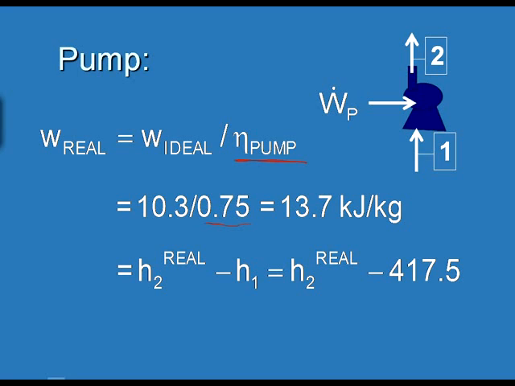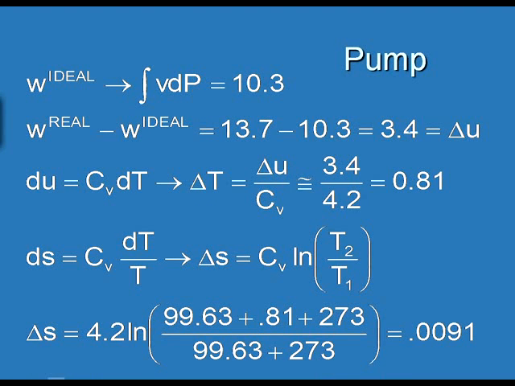Now, after we've calculated the real work for the pump, we can plug it back into the energy balance and get the actual enthalpy leaving the pump. So H2 real minus H1 is the work of the pump, which is 13.7, so we can calculate the actual enthalpy coming out is 431.3 kilojoules per kilogram.